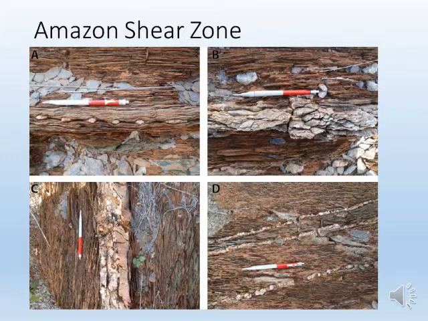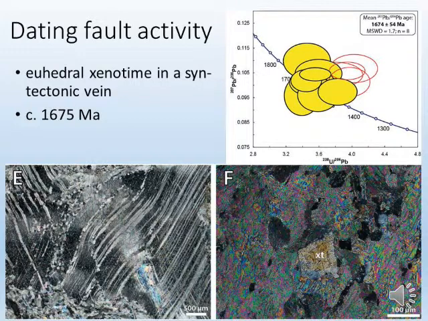So in this one here, B, we have evidence that the deformation was occurring as the veins were being placed, with these curved twin planes. And we also get these really large euhedral xenotime crystals intergrown with the calcite, indicating that they crystallised at the same time. And these were dated at 1675 MA, which is pretty much dating the fault reactivation during the 1620 to 1680 MA Mangaroon orogeny.